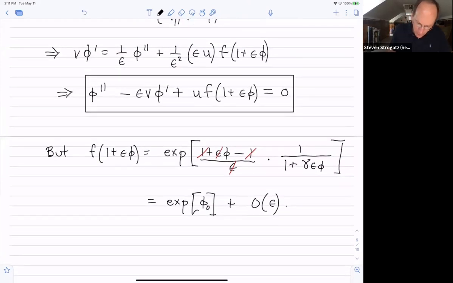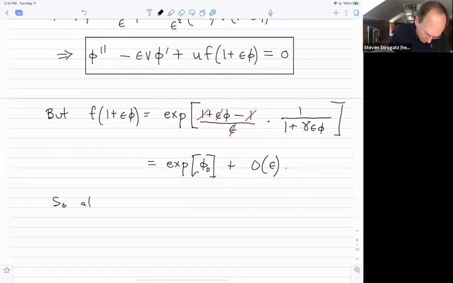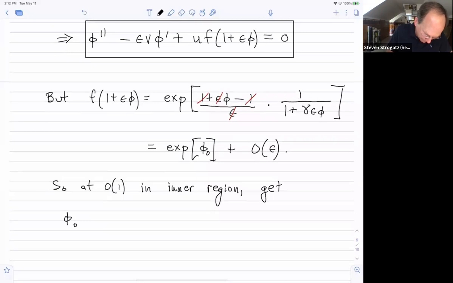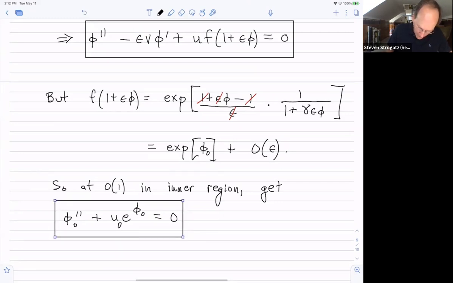That is, what's going on here? Let's look at what I've just said: I have phi double prime, I have an order epsilon correction to it. I have u times this f, but I've just expanded f to be e to the phi zero. So the order one equation in the inner region, we're getting just phi zero double prime plus u e to the phi zero equals zero. Oh, sorry, u zero. Everything else is higher order. And so we're making progress, right? I mean, you see how nice that became.